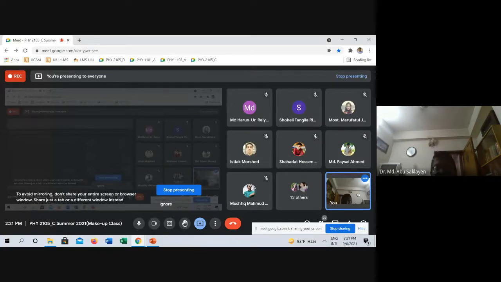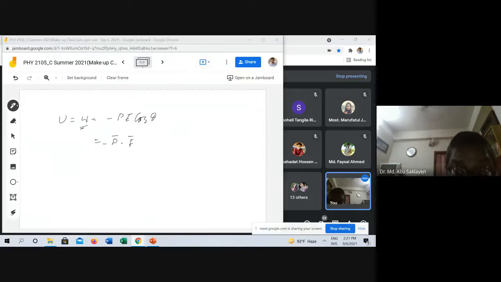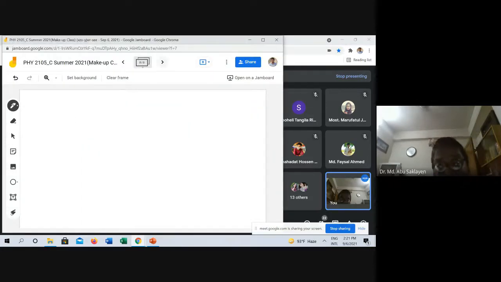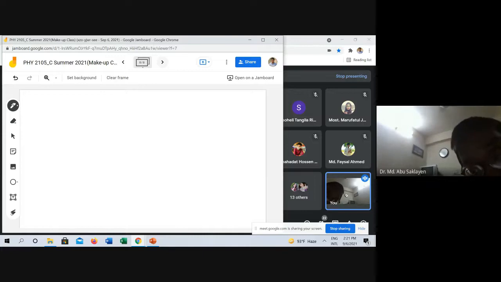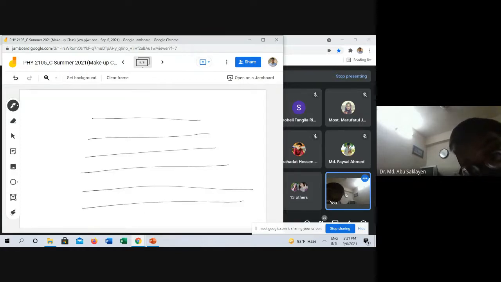Now, I have started with the varying electric field. If you consider the electric field varies, that means the field is changing with time. That means in one moment it is in this direction, and the electric field changes with time.